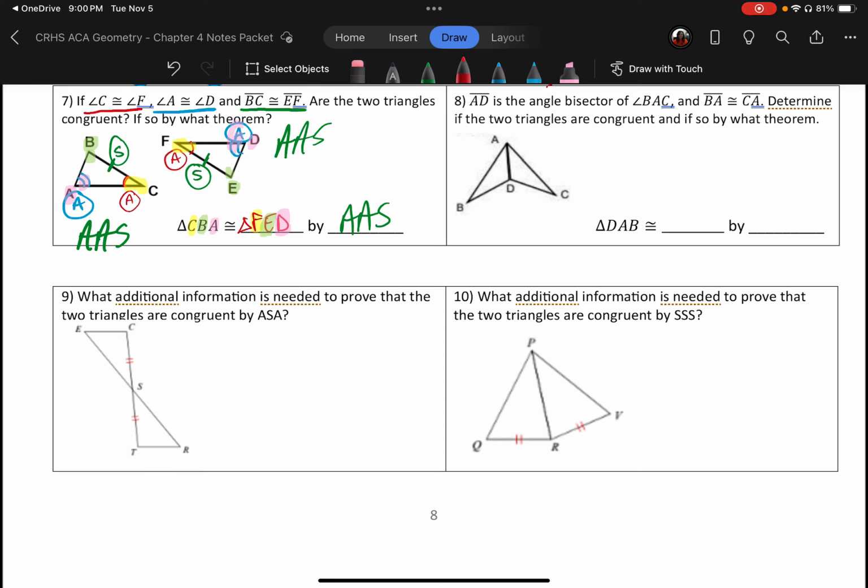Segment number 8. It says line segment AD is the angle bisector of angle BAC. So angle bisector, we're going to talk about what it means to be an angle bisector. We know bisect means to cut in half, right? So what am I cutting in half? I'm cutting in half angle BAC. Here's angle BAC. That top angle right there, it's getting cut in half. So if that angle is getting cut in half, that means that these two pieces here would be congruent.